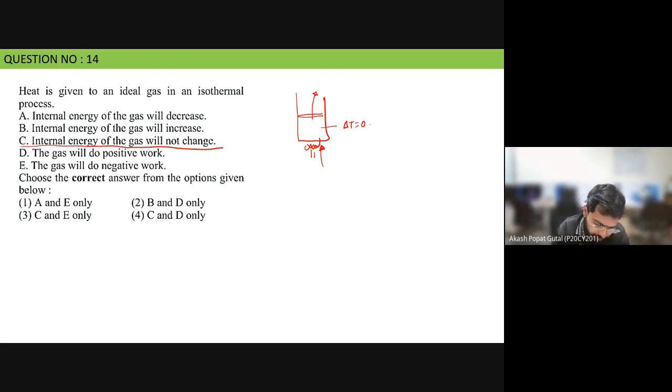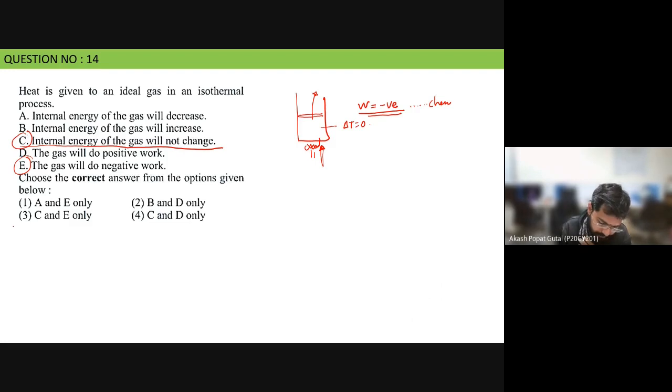Then next thing, what will happen when the heat is given? This system will do work, and what will that work be? Work will be negative. In chemistry, we use a negative sign for work done by the system. So what we have, E and C must be correct.